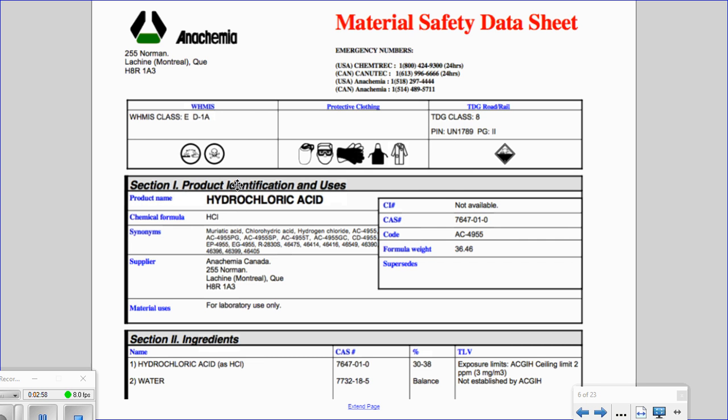The product name is provided, the chemical formula, and then additional names that the chemical might go under. For example, hydrochloric acid is also referred to as muriatic acid. So if you go into Home Depot and you see them selling muriatic acid, you should know that it is hydrochloric acid.